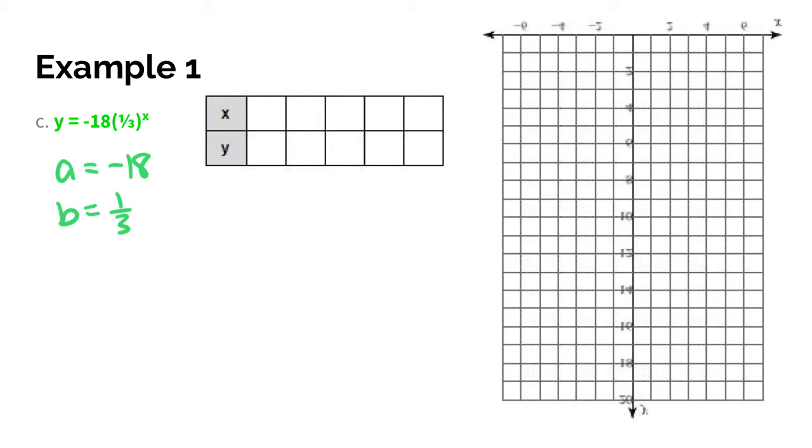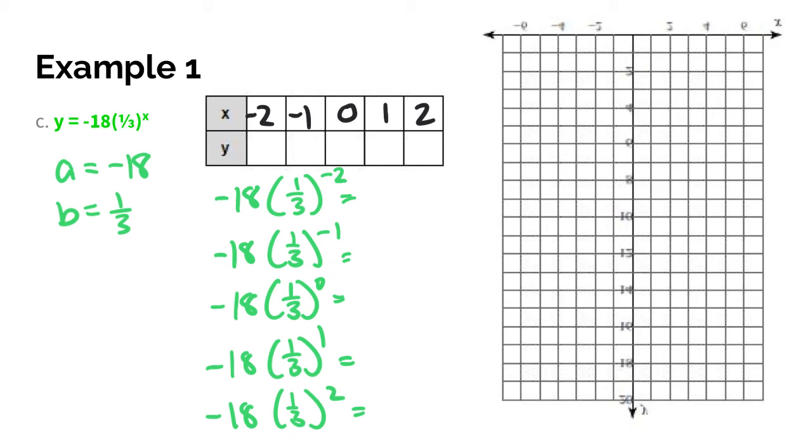So let's see what happens when my a value is negative and I have a decay function. I'm going to choose the same inputs here: -2, -1, 0, 1, and 2. And again, my goal is to plug this into my function wherever I see x. So I would have -18 times 1/3 to the -2nd, and then I would fill out the rest. Then my goal is to simply use my calculator to evaluate these functions for those given inputs to get my outputs. And my outputs would be -162, -54, -18, -6, and -2.